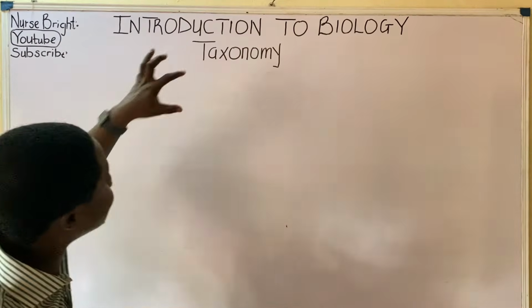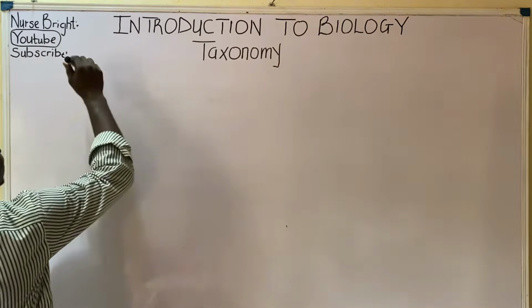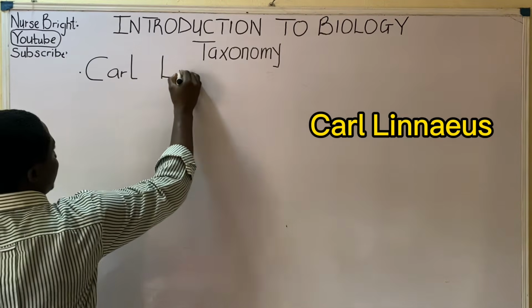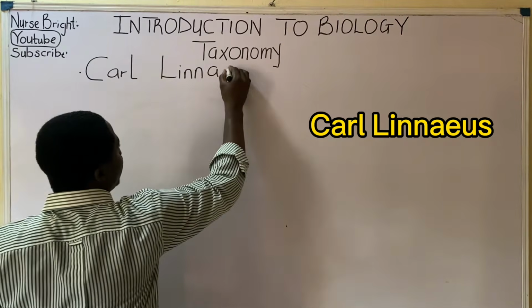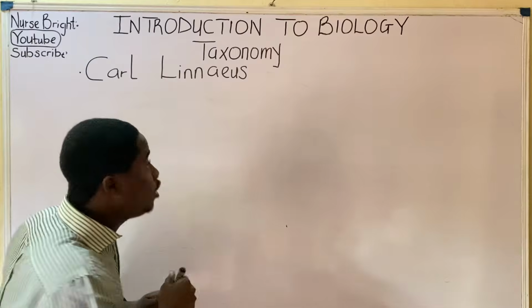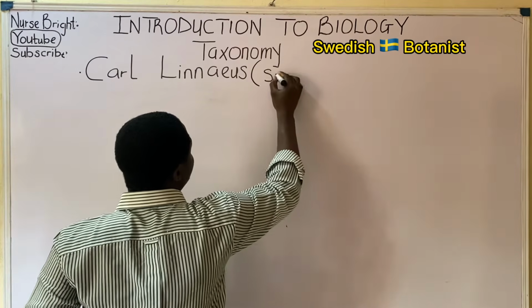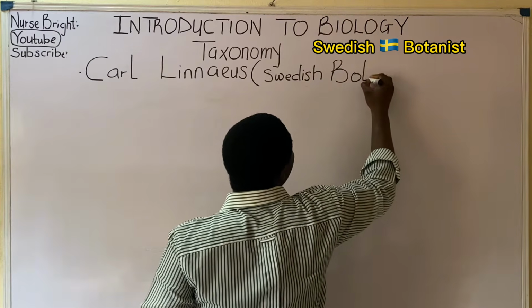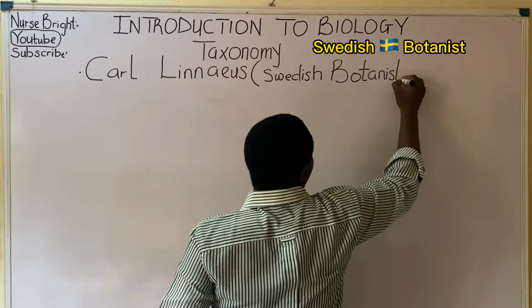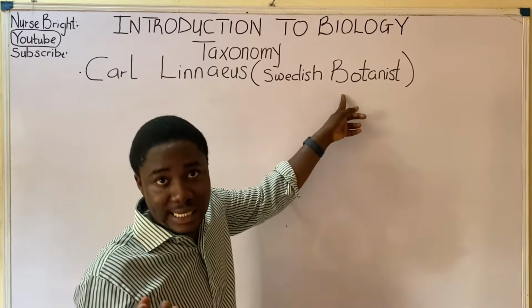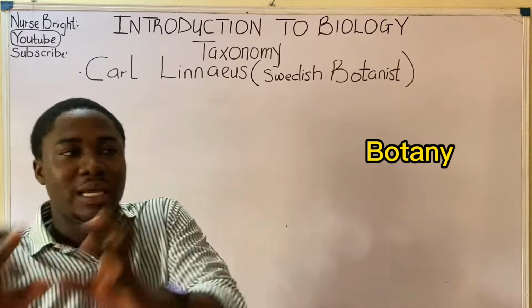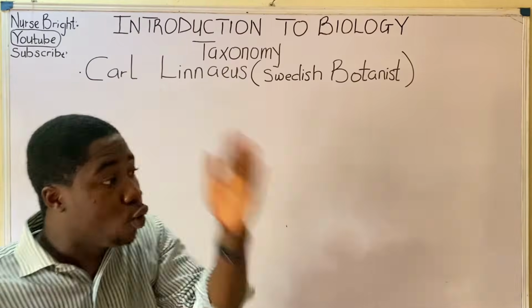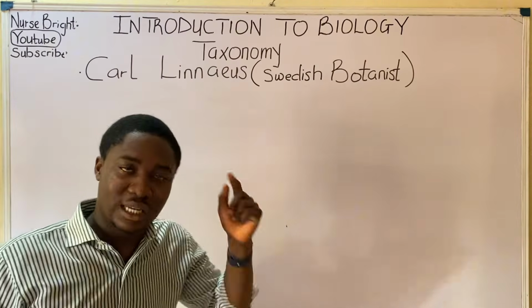Do you understand? The modern aspect of taxonomy was brought by a man called Carl Linnaeus. This must be noted. Carl Linnaeus was a Swedish botanist. That means he studied botany. Do you understand? Someone who is called a botanist studied botany. That means he studied plants. He later explained to us how organisms should be classified, and that's what I want to talk about in the course of this video lesson.